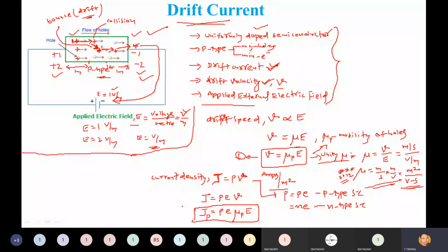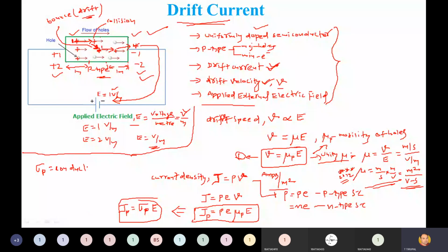Again, this can be written in another form: JP is equal to sigma P into capital E. So what is sigma P called? Sigma P is called conductivity.